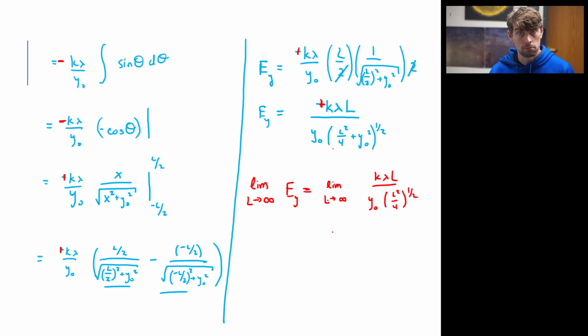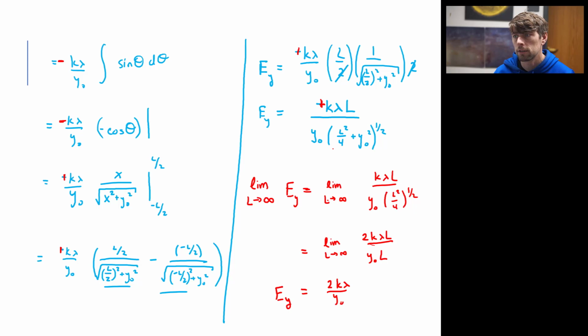But wait, there's more, right? Well, I can take that square root now, and because I have a compound fraction, you can think of this as the limit as L goes to infinity of k lambda L, all divided by y naught L, and there's a 2. But then you say, hey, well, that's interesting. The L's cancel. And so I get that the y component of the electric field ends up being something like 2k lambda over y naught.